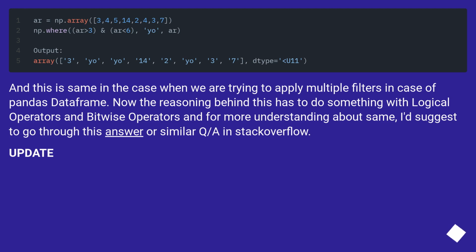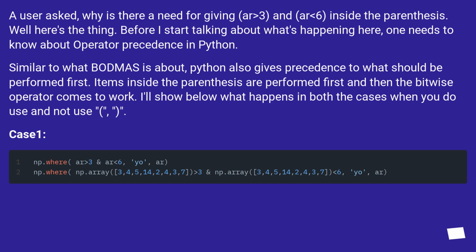Update. A user asked, why is there a need for giving the conditions inside the parentheses? Well, here's the thing. Before I start talking about what's happening here, one needs to know about operator precedence in Python. Similar to what BODMAS is about, Python also gives precedence to what should be performed first. Items inside the parentheses are performed first and then the bitwise operator comes to work. I'll show below what happens in both the cases when you do use and not use parentheses.